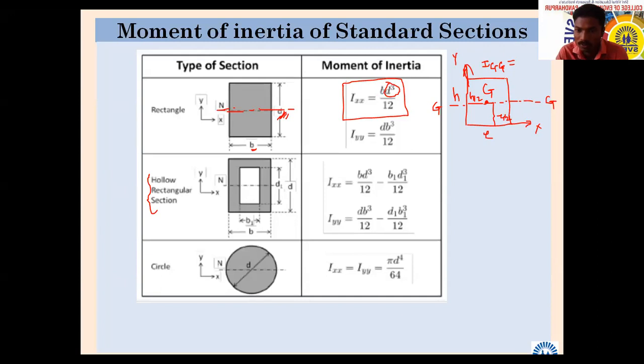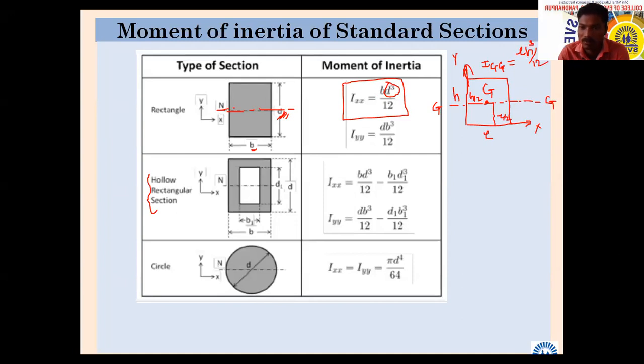What will happen here? Which dimension is cutting? Once I pass the axis horizontally, which is cut, H or L? H. Whose cube do we take? H. And L is taken as it is. L H cube divided by 12. Like this, you have to apply the magic.